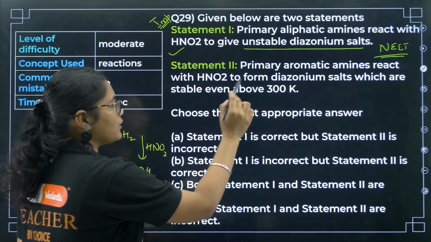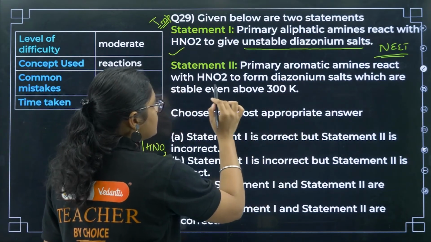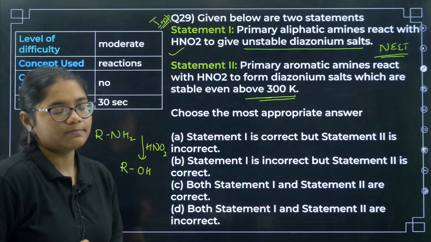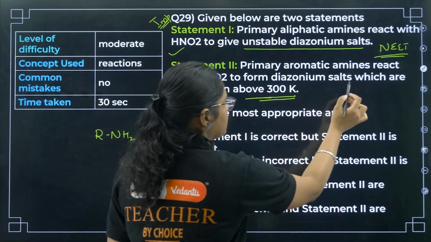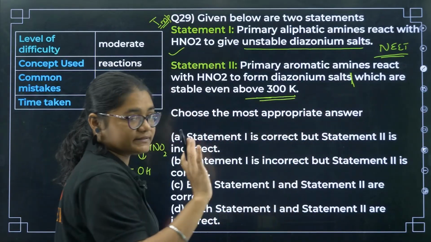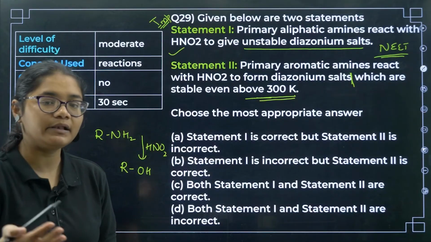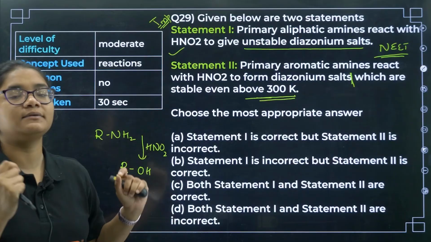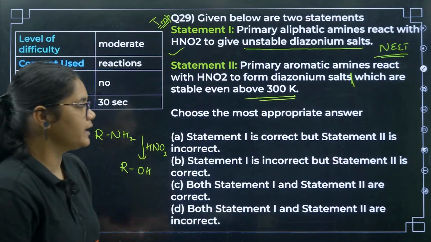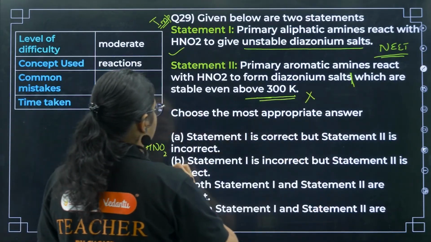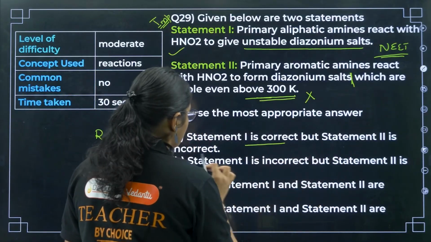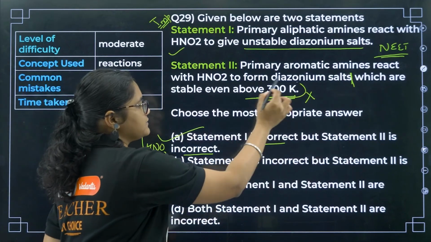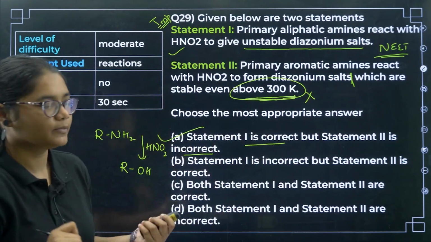Next, primary aromatic amines react with HNO2 to form diazonium salts which are stable even above 300 Kelvin. Up to this statement was correct, okay, but they are not stable above 300 K. They are stable up to 300 K, or you can say below 300 K. Above 300 K, even benzene diazonium chlorides are unstable, okay. So that is why this statement is not correct. So what is the answer? Statement 1 is correct, but statement 2 is incorrect, option number A, okay. So these basic details while studying NCERT, please keep in mind.